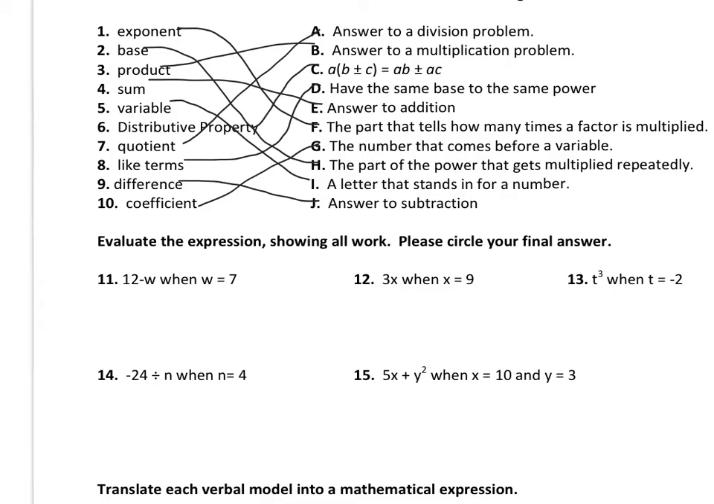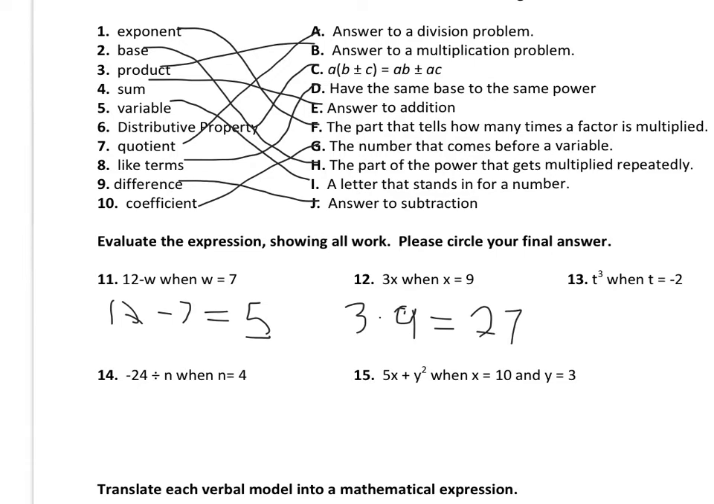Number 11 asks us to evaluate the expression showing all our work. So it says 12 minus w when w is equal to 7. So I'd rewrite that as 12 minus 7. And 12 minus 7 is 5. Number 12 says 3x when x is equal to 9. That would be 3 times 9. And 3 times 9 is 27.